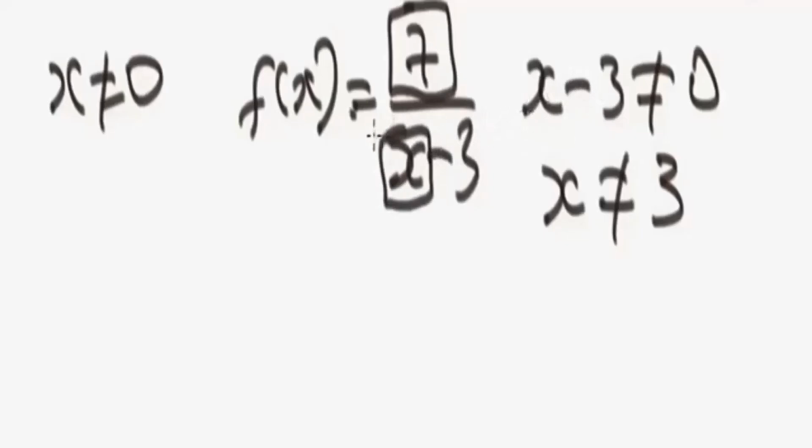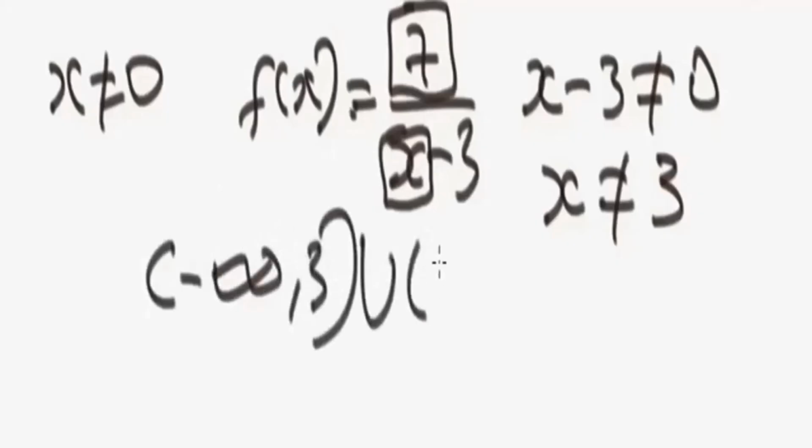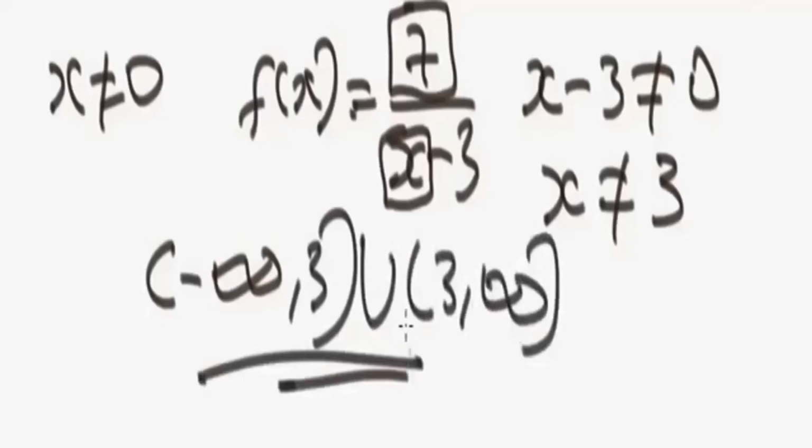So the number results to 0. To represent this in interval notation, the domain is going to be all numbers from negative infinity to 3 but not including 3, and values from 3 to positive infinity but not including 3. That will be the domain of this function.